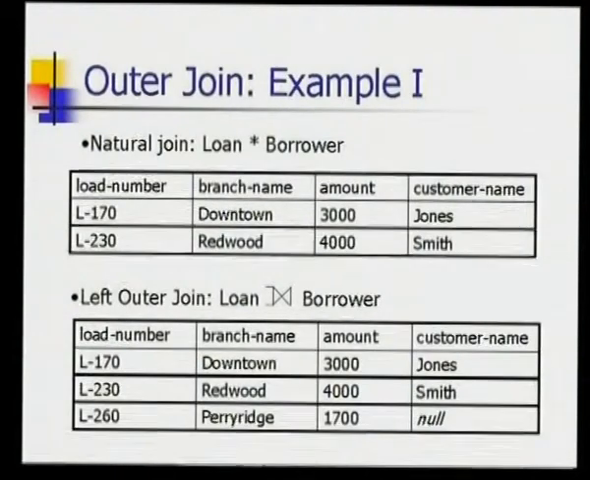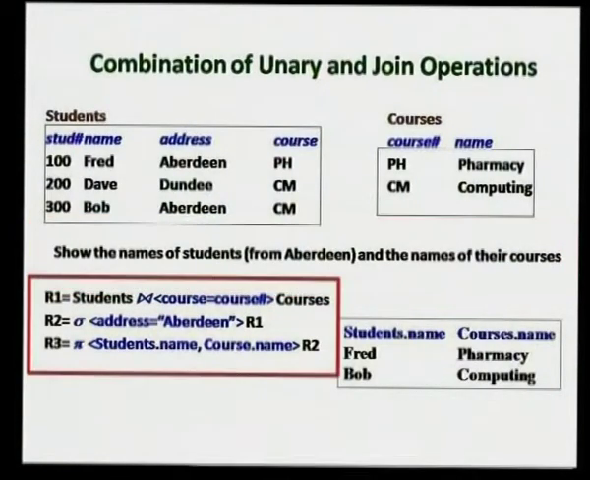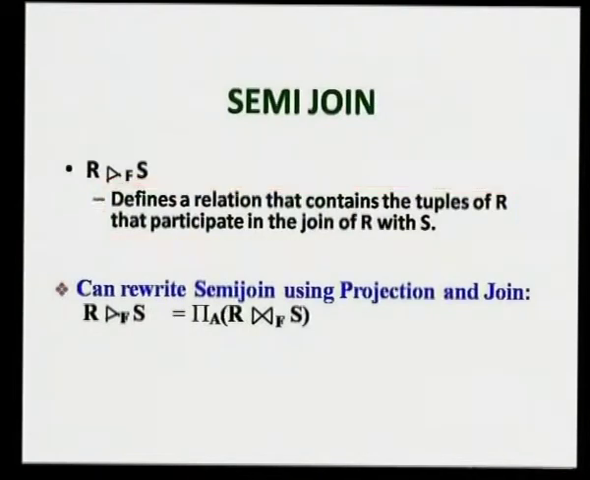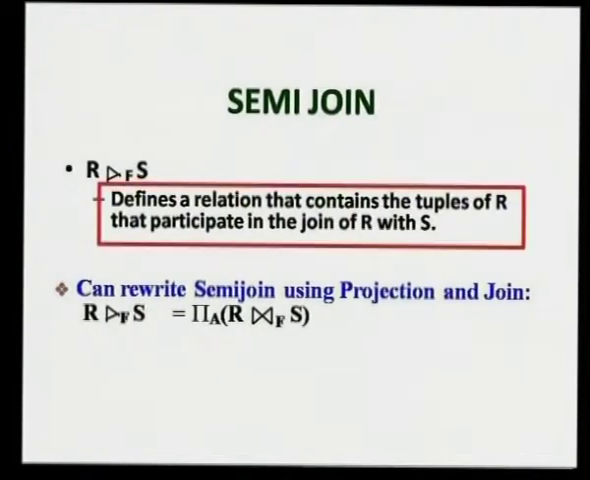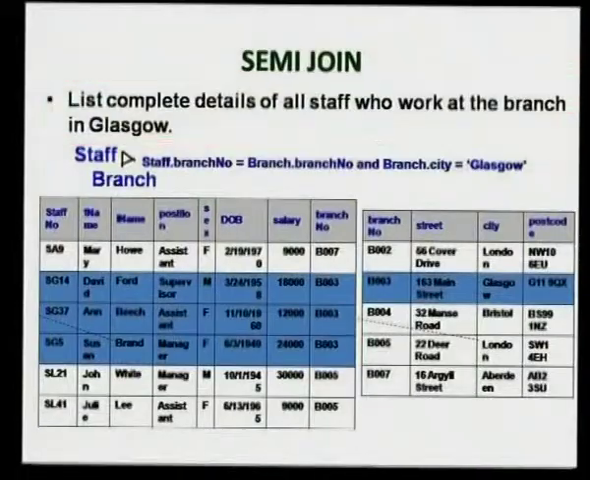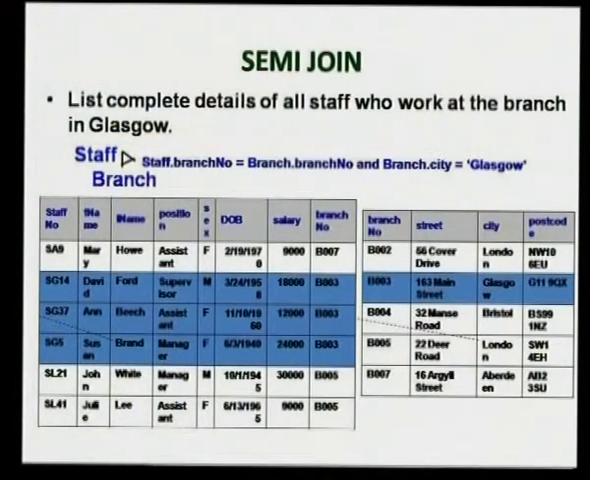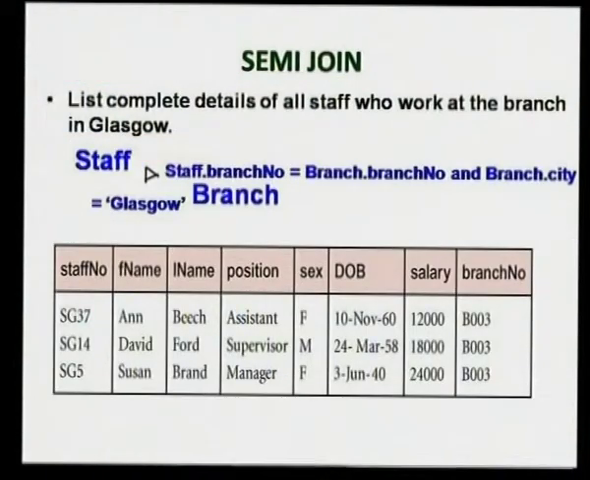Looking at another right outer join example, this shows the names of students from Aberdeen and the names of their courses. This is an example of combining join with select and project, a combination of unary operations and join, which can also be done. This is semi join, which is defined using the output of a join along with projection. So, a projection-join combination is called semi join. An example is the complete details of all staff who work at the branch of Glasgow. This is an example of semi join, along with projection alone. You can have semi join of various examples.